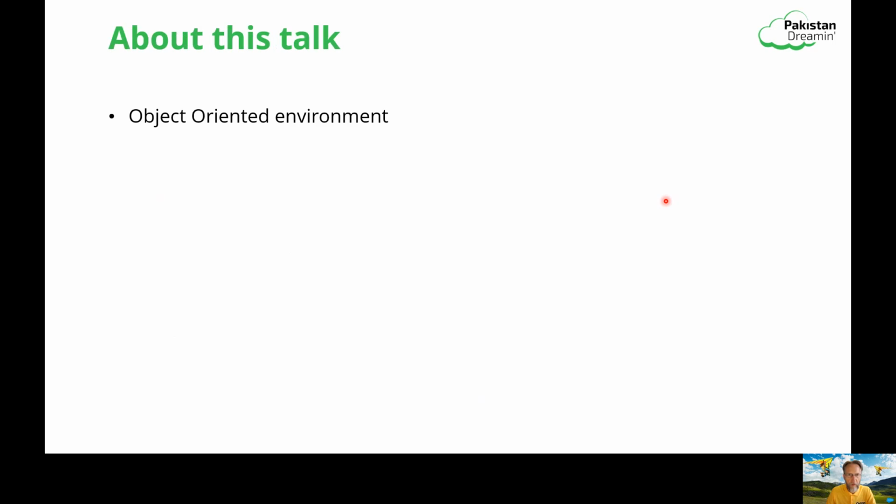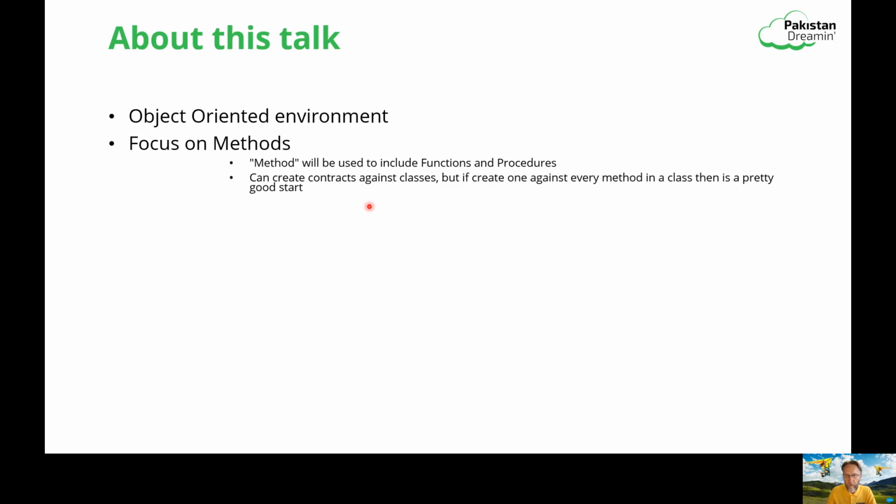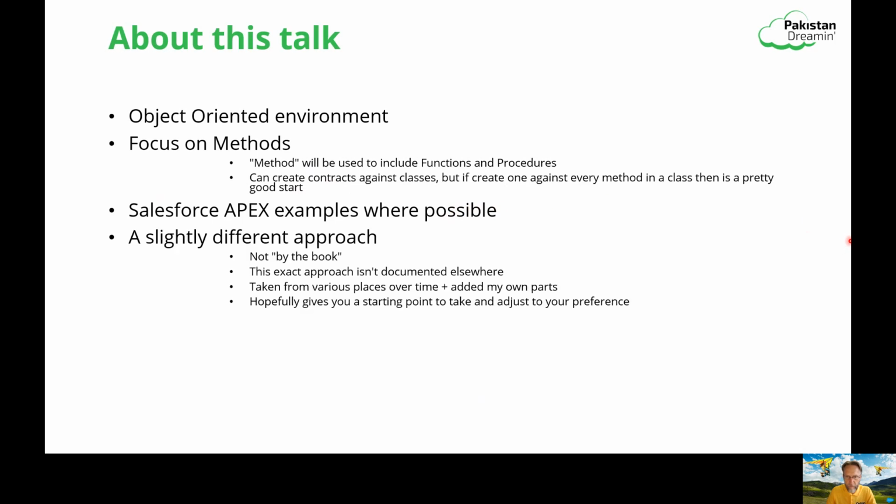About this talk, I'm going to be focusing on an object-oriented environment. Obviously, you could use code contracts outside of that. And I'm going to be focusing on methods mainly. You can create contracts against whole classes, but we're just going to focus on methods for now. I use Salesforce examples where possible. And I'm going to be taking a slightly different approach than the by-the-book approach. As I said, a bit wider scope. I've taken various things from various places and added some of my own parts. So hopefully it's going to give you a good initial understanding and starting point that you can take and adjust to your own preferences, with some actual usable templates and so on.